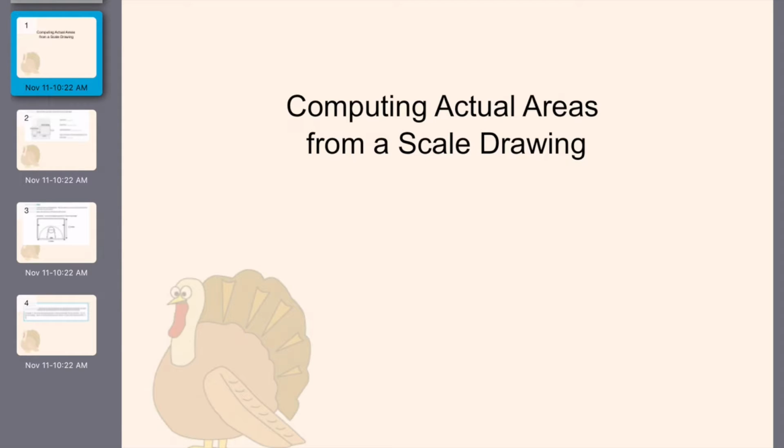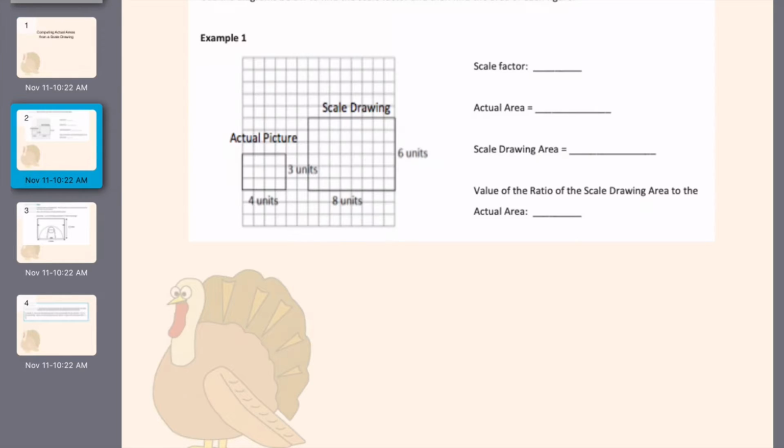All right, everybody. Today we're going to be computing actual areas from a scale drawing. Now, this is very similar to our last video where we were computing actual lengths from a scale drawing. So we're taking it that one step further. We're going to need to remember some of our area formulas, basically like length times width, half times width times height. We'll kind of see what we come across. I'm betting that we'll mainly say area equals length times width. So let's start with our first example.